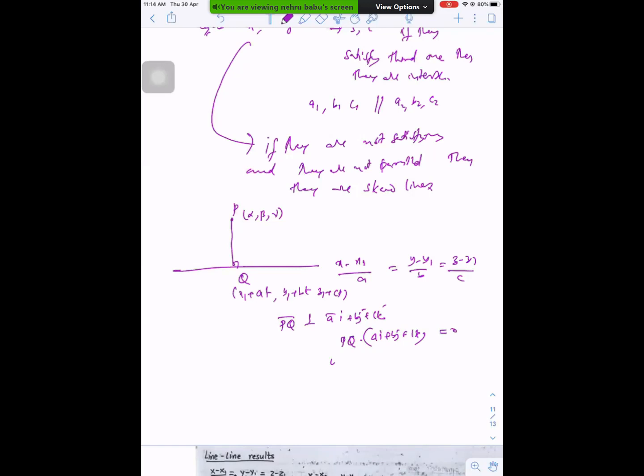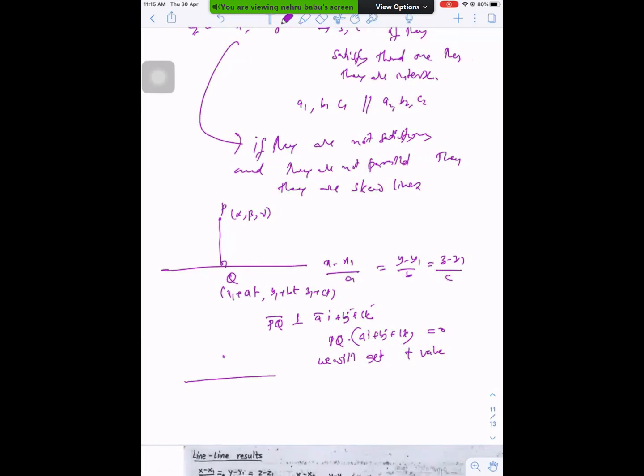If you take this, then we'll get the t value. We are getting the t value, which means no doubt you are getting the Q point. So with the help of that, you can find the PQ distance. If you observe, indirectly you find the foot of the perpendicular here. And in the same way, if you are getting the Q point, then to find the image, Q is the midpoint of PR. If you take Q as the midpoint of PR, then we'll get the R coordinates also.